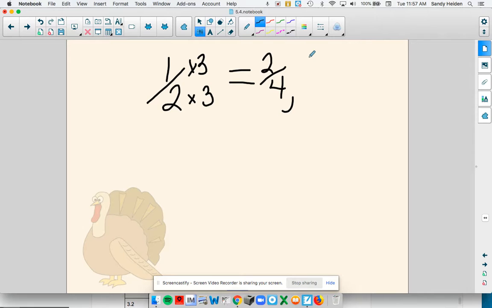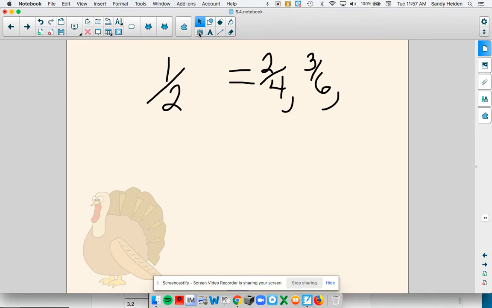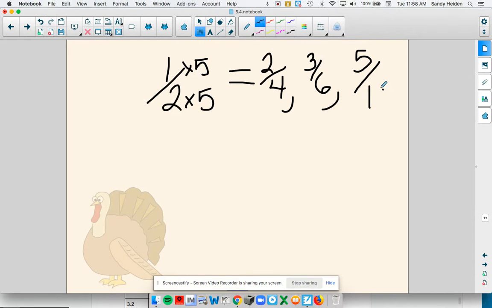3 times 1 is 3. I'm just adding them to my list. 3 times 2 is 6. And I'm going to do 5. Play fair, use the same number on the top and the bottom, times 5, times 5, add to my list. 5 times 1 is 5. 2 times 5 is 10. So 2 fourths and 3 sixths and 5 tenths are also the same as 1/2.